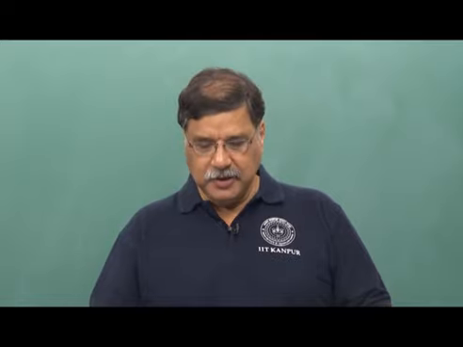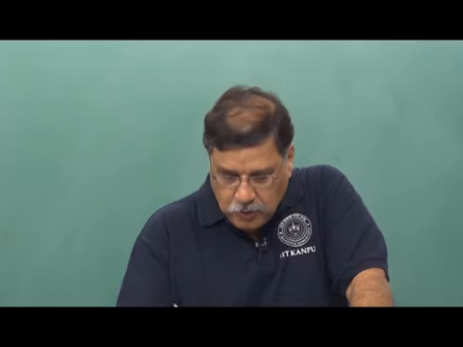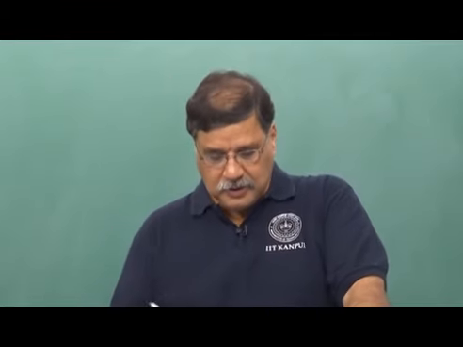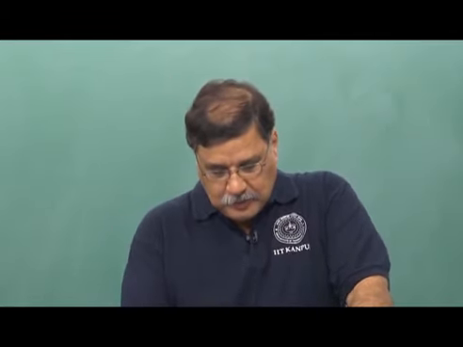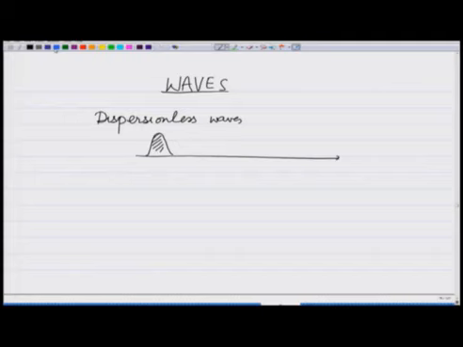In the previous lecture, we started our discussion on waves, and what I had told you is that waves are disturbances that travel from one place to the other, and particularly the waves that we are concentrating on were dispersionless waves. That is, if I take a particular disturbance and let it travel down a string or somewhere, it does not change its shape as it travels along.